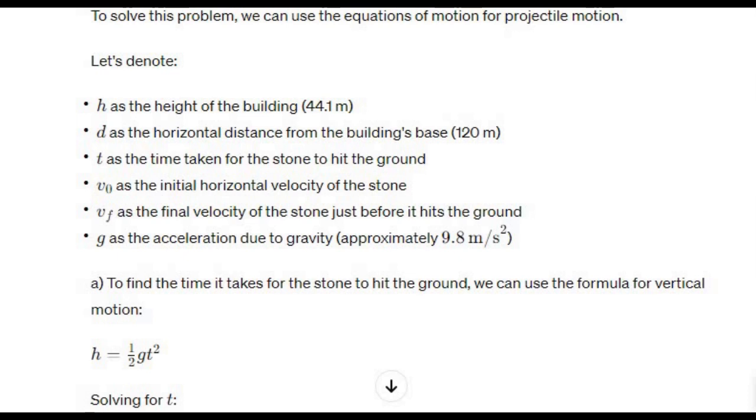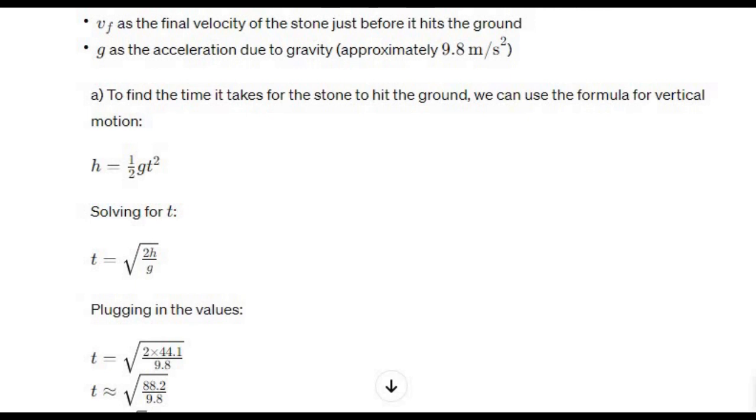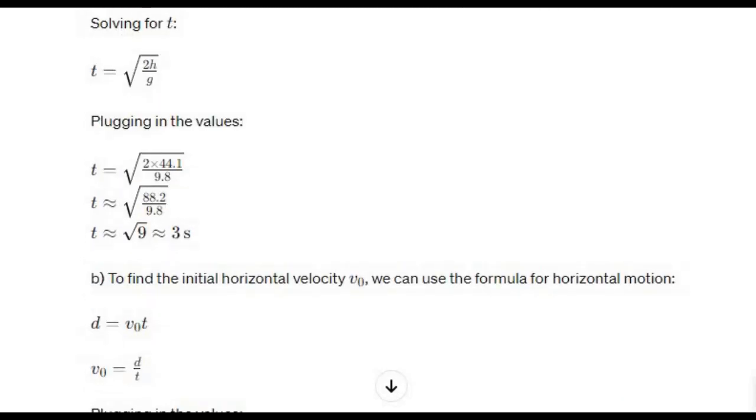To find the time it takes for the stone to hit the ground, we can use the formula of the vertical motion. h equals half g t squared. Solve for t. t equals the square root of 2h over g. Plugging in the values, t equals the square root of 2 times 44.1 over 9.8, which is approximately the square root of 88.2 over 9.8. t equals the square root of 9, equals 3 seconds.